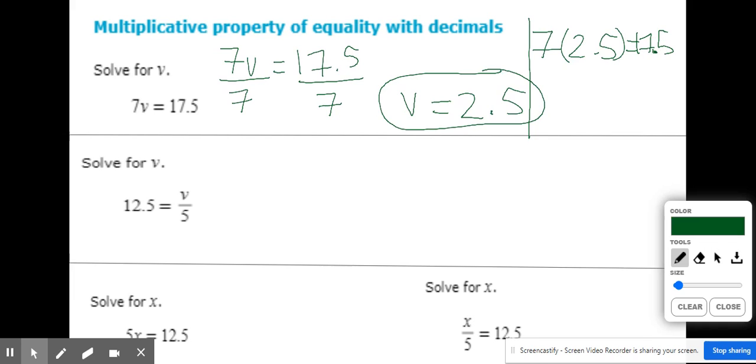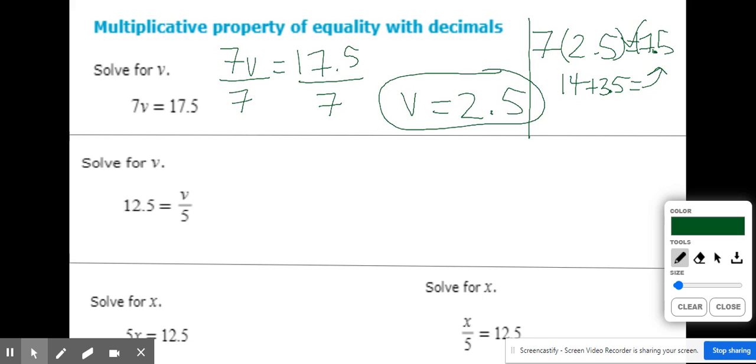All right. Well, 7 times 2 is 14. And 7 times 0.5, well, that would be 35, but I have to remember my decimal point right there. And yeah, 14 plus 3.5 is equal to 17.5. So it works. All right, let's move down.